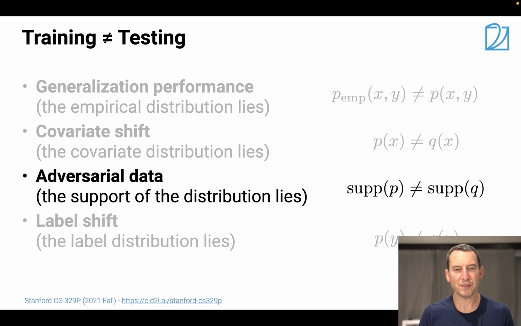So let's move on to the last part of lecture 6, namely adversarial data. This describes the situation when the support, or overall the distributions between P and Q, are quite different, often chosen in such a way as to elicit an unexpected and often undesirable response.